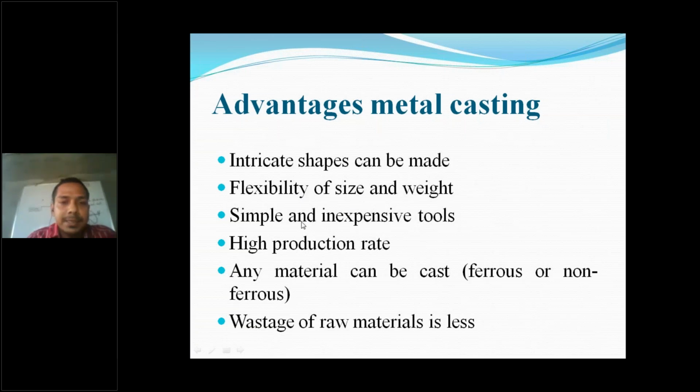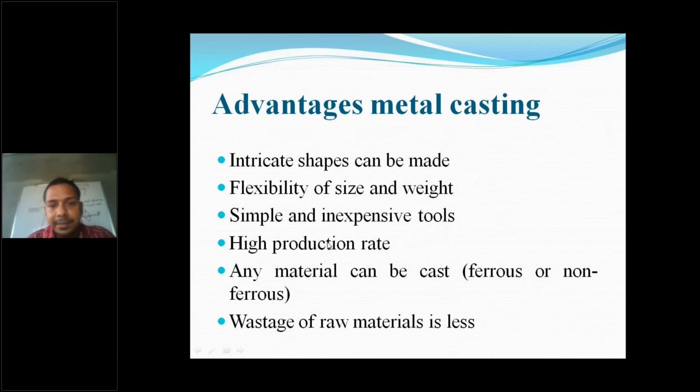Now the next one is simple and inexpensive tools. Here, for the continuation of all the steps, like preparation of pattern, preparation of mold, melting the material, pouring the material, and after solidification some other operations like the fettling operation we do in the fettling shop, and inspection. So in each and every stage, the tools we use and the process are very simple. So these simple and inexpensive tools we use for this process. This is another advantage compared to the other processes.